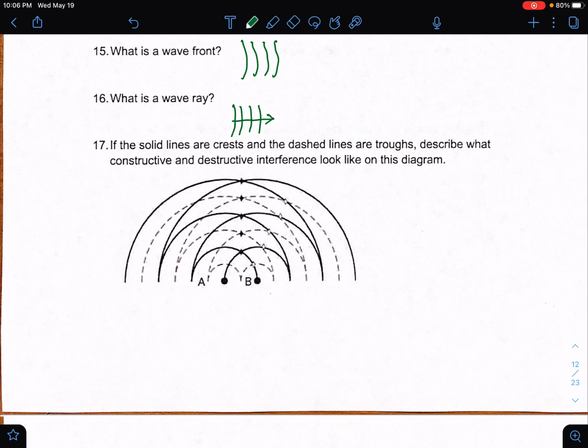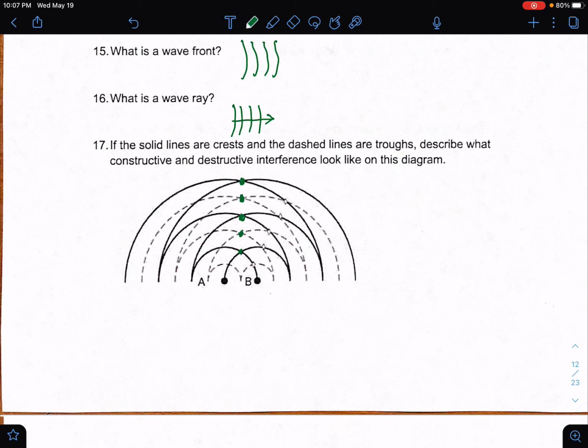Okay, so 17. If the solid lines are crests and the dashed lines are troughs, describe what constructive and destructive interference looks like. Okay, so here you have a crest and a crest meet, and a trough and a trough meet. If you have two of the same hitting each other at the same time, that is constructive. Basically they're just going to make each other bigger. So a crest and a crest is going to make a bigger crest. A trough and a trough is going to make a bigger trough.